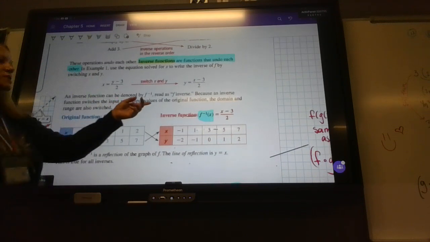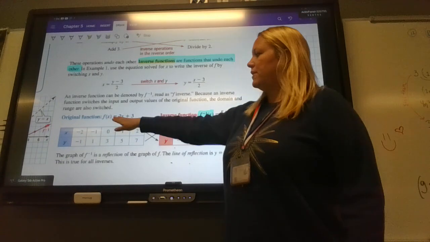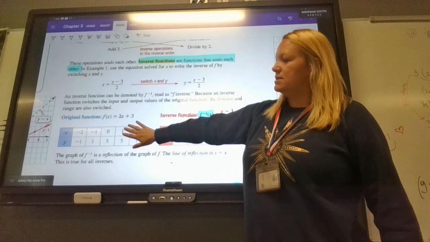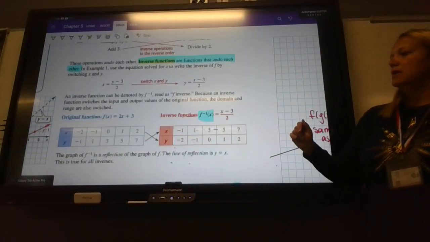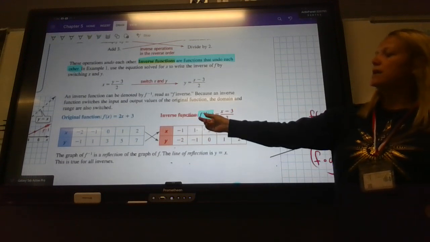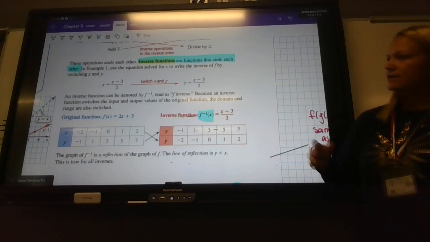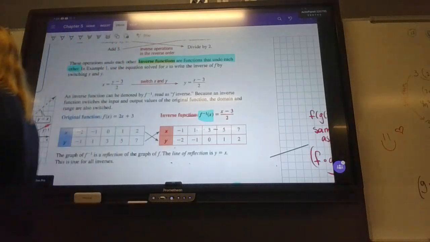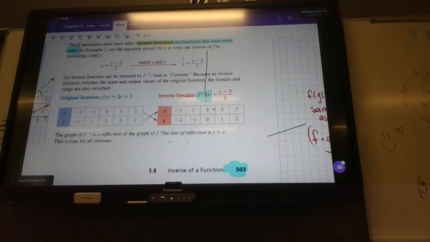Inverse functions are functions that undo each other. Another characteristic about inverses is that their x and y's are exactly flipped. So if this was an original function, 2x plus 3, these are the points on the function. If you flip x and y, you have its inverse. An inverse function is shown with this weird -1 symbol. So when you see that, that means you're looking at an inverse. They reflect diagonally. And that's your definition. Now you're flipping several pages to example 5.